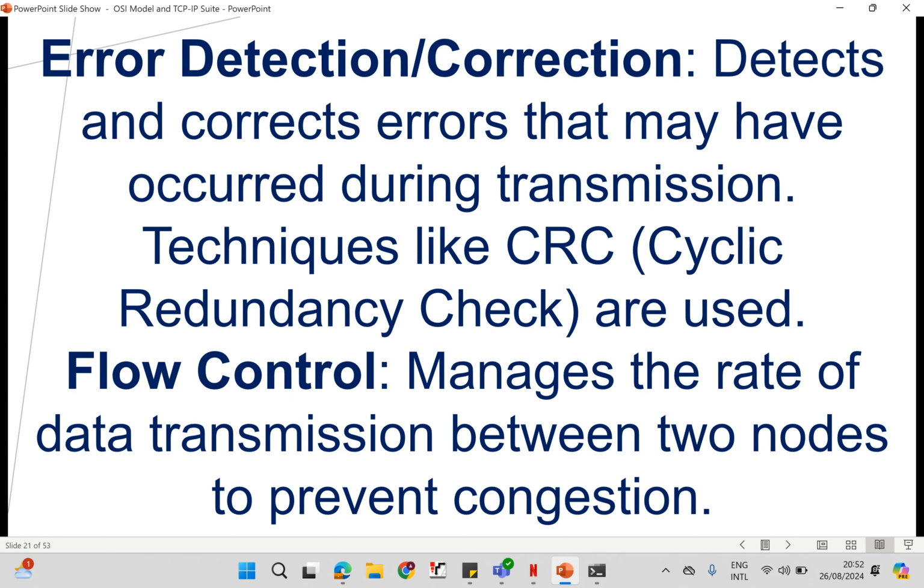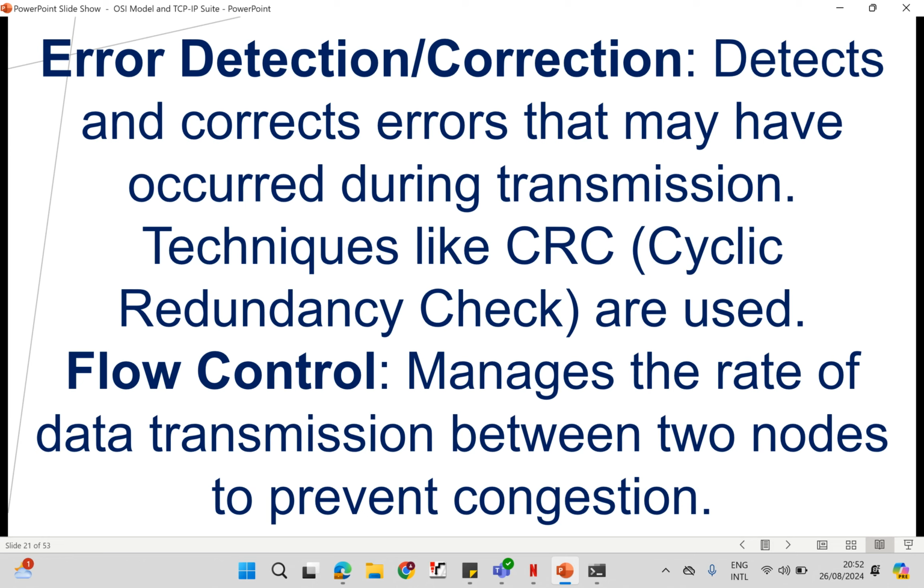Error detection, another function there. It detects and corrects errors that may occur or that may have occurred during transmission. So techniques like CRC, cyclic redundancy check, are used. So just understand this as we progress in our classes, we begin to understand something. So error detection and correction also takes place at our layer 2.